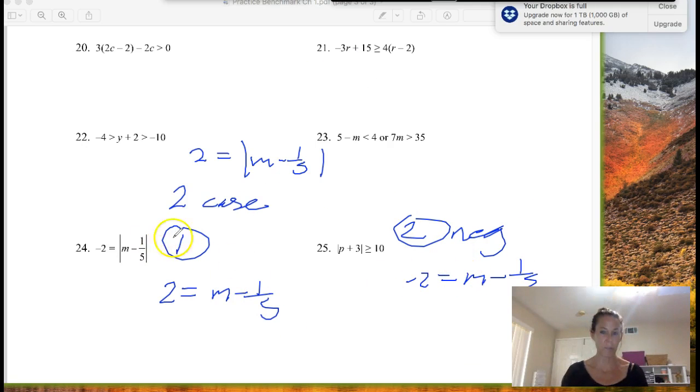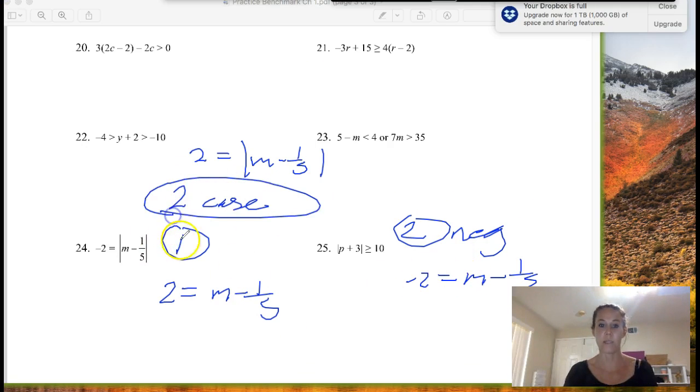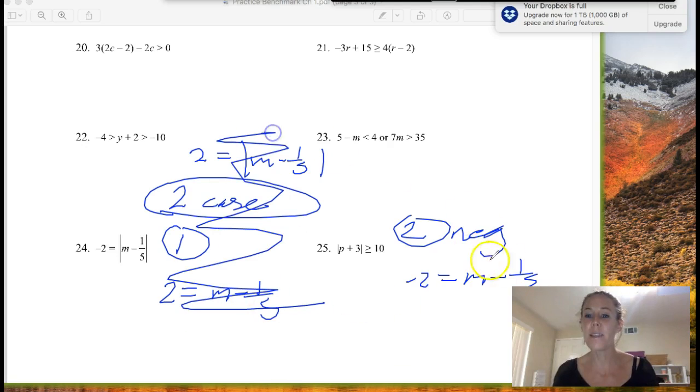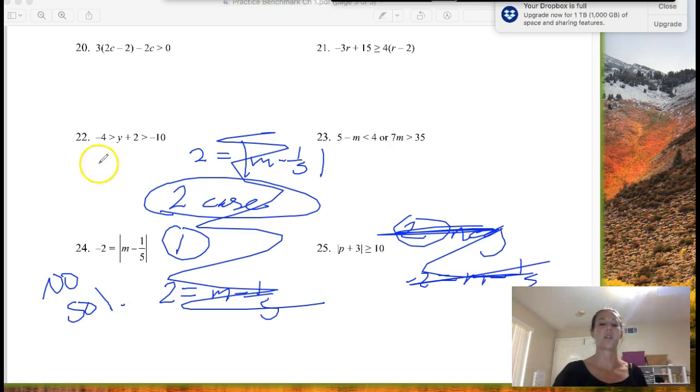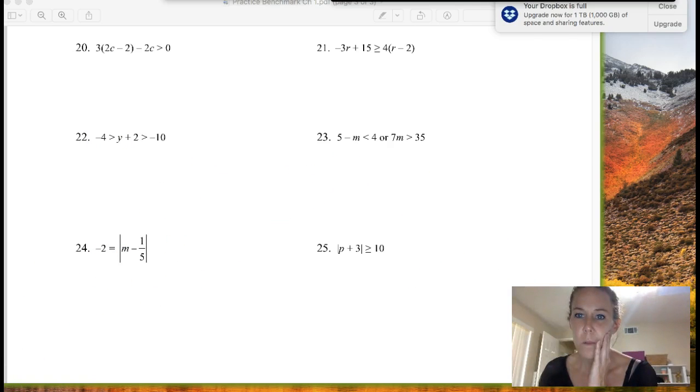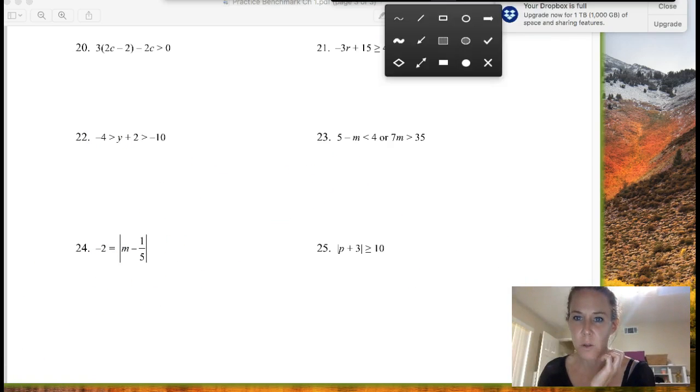So remember, absolute values have two cases: the positive case and the negative case. Solve both cases. Now, that is not the case in this one. I don't even have to solve because absolute values don't equal negative numbers. I have no solution. I'm just showing you that if it did have a solution, if that were positive, I would set up two cases. Real quick, just to go over this because I get this question a lot.